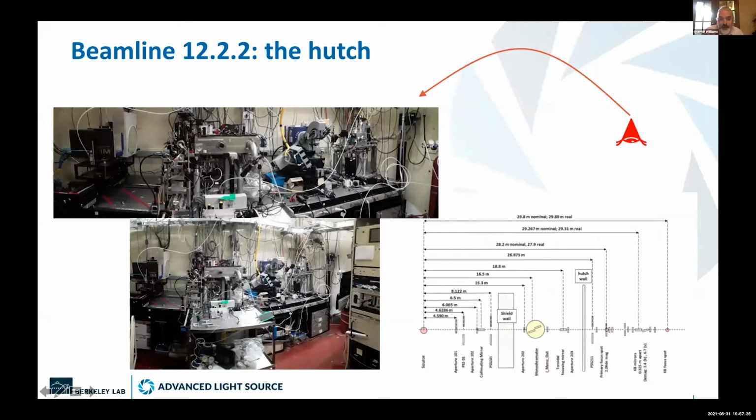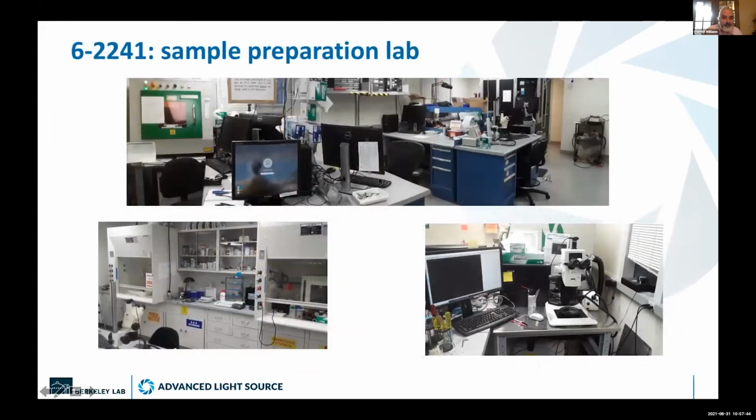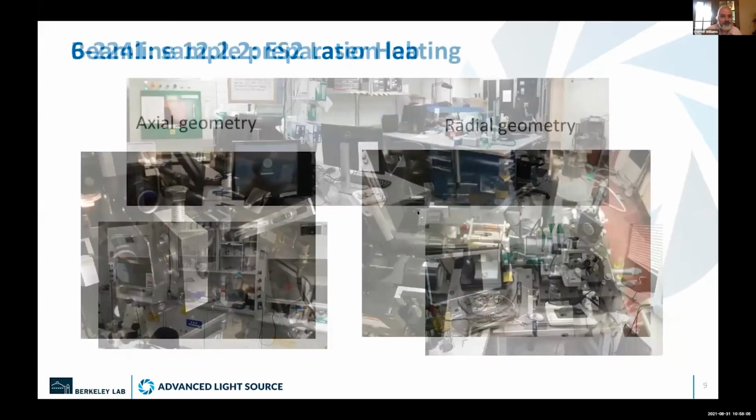And of course, the real estate here is extremely valuable, and it is used to its maximum, as you might be able to tell. The sample prep lab has a laser mill, gas loading, stereoscopes, hoods. It's a well-equipped sample preparation lab in some very elite space, let's put it that way. Difficult to obtain space right above the ring.